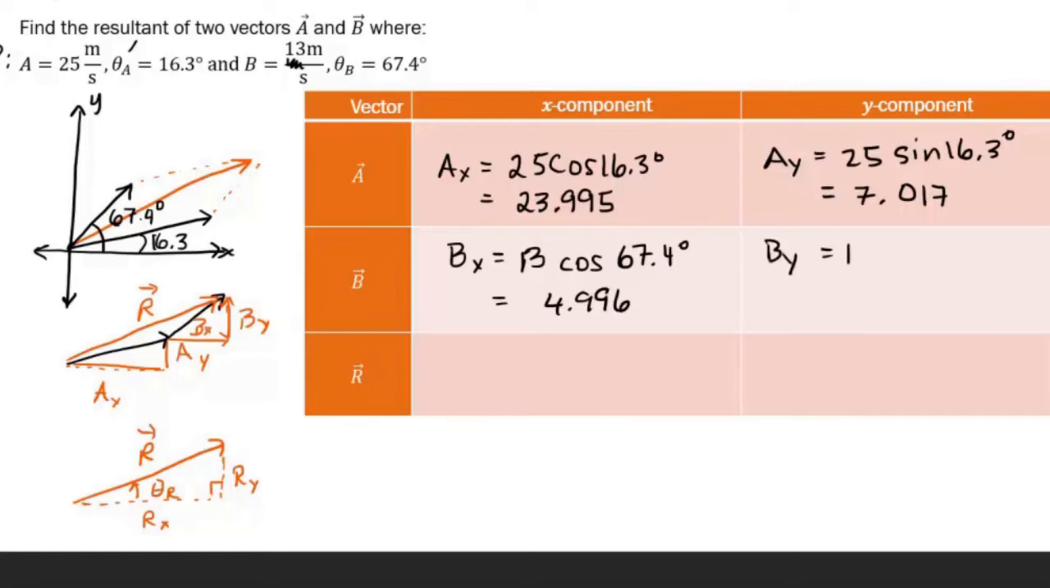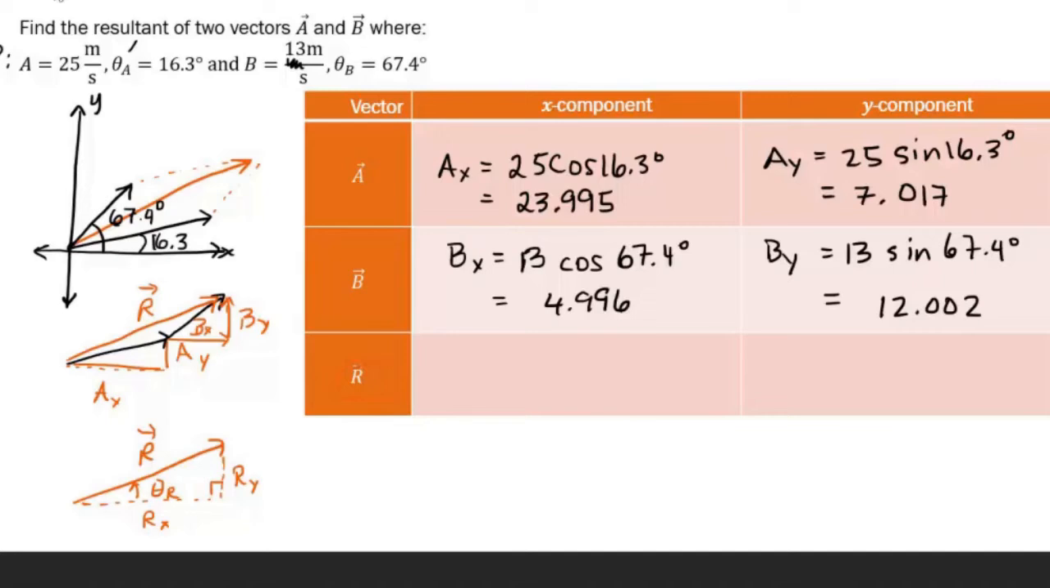For the y component, we'll take 13, the magnitude of vector b, and multiply it by the sine of its angle, which is 67.4 degrees. And that gives us 12.002. So that was step one. We've resolved vectors a and b into their x, y components.